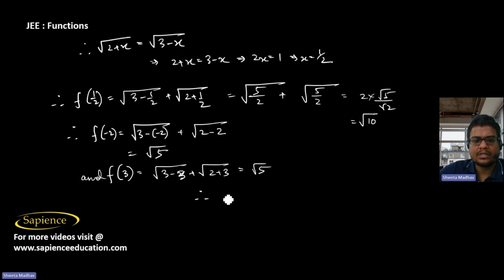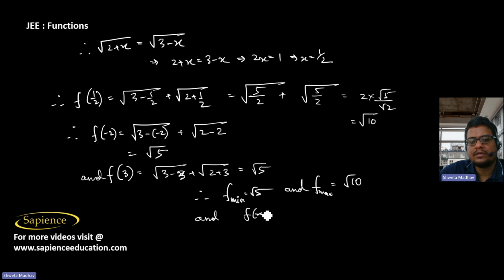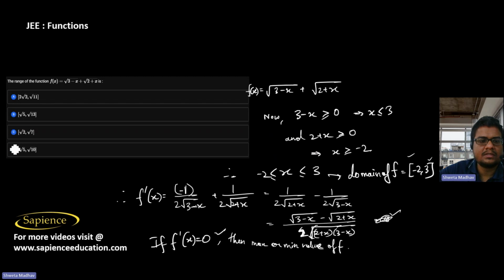So therefore the minimum value of the function f is root 5, and the maximum value of the function f is root 10. Therefore the function f of x will belong to root 5 to root 10. So this is the range of the function f, and so option D is the correct answer.